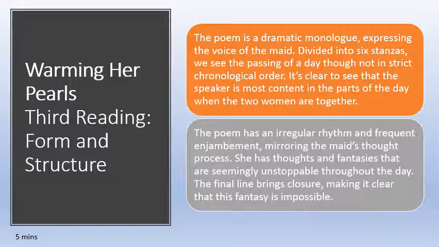The poem is a dramatic monologue, as we've already said, expressing the voice of the maid. Divided into 6 stanzas, we see the passing of a day, though not in strict chronological order. It's clear to see that the speaker is most concerned in the parts of the day when the 2 women are together. The poem has an irregular rhythm and frequent enjambment.